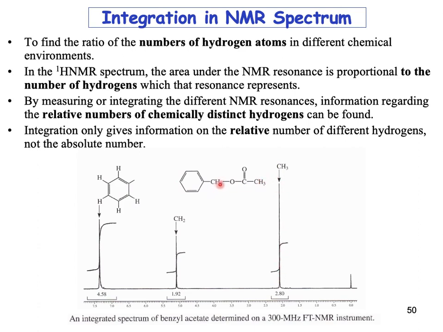This one is CH2, the second one, de-shielded as compared to the aromatic compound. 2 protons have the same chemical shift, which is at CH2, and 5 protons have the same chemical shift, which is at around 7.3 ppm. So integration tells us how many hydrogens are in the same, chemically distinct environment.